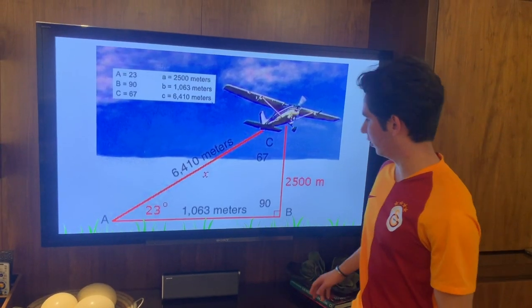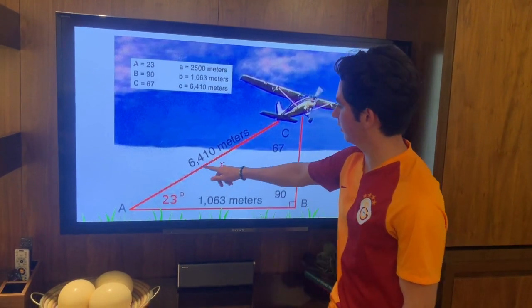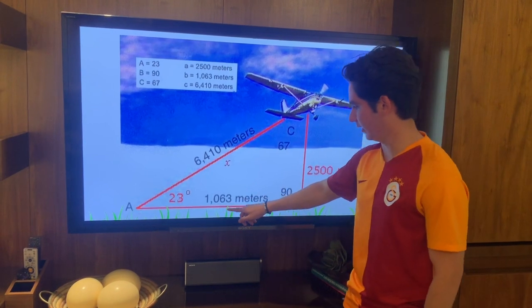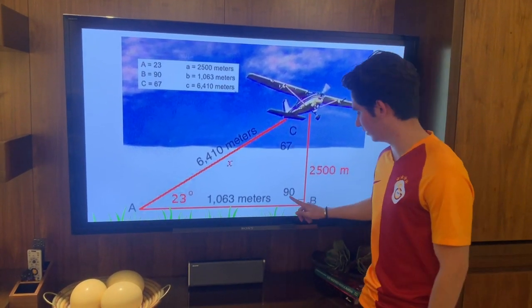So finally we have all the answers, which will be these: 23 degrees, 6,410 meters, 1,063 meters, 67 degrees, 90 degrees.